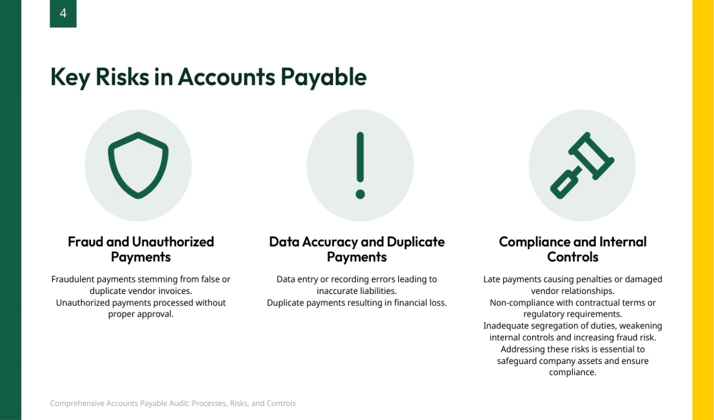Finally, compliance and internal controls are vital. Late payments can not only result in penalties, but also strain vendor relationships. We must also ensure we're following contractual terms and regulatory requirements properly. Another concern is having inadequate segregation of duties, which weakens our controls and raises the risk of fraud. By addressing these risks, we're protecting the company's assets and maintaining compliance across the board.